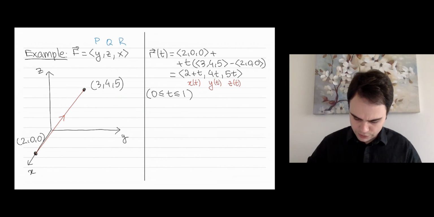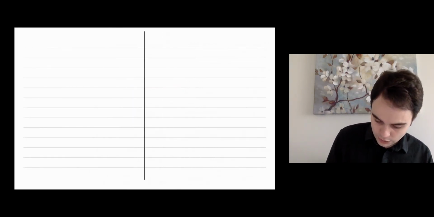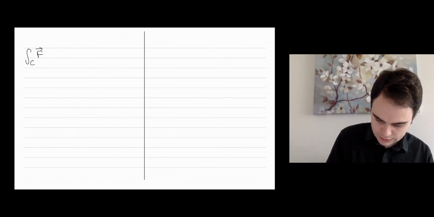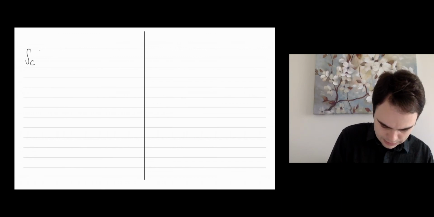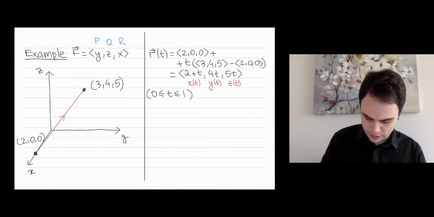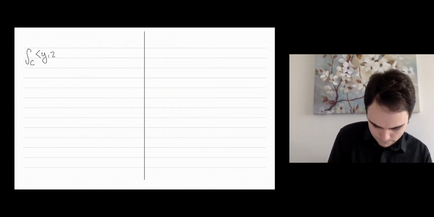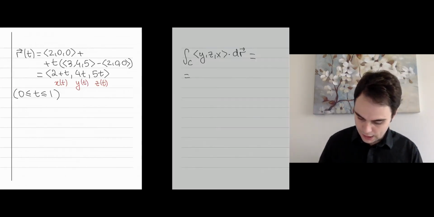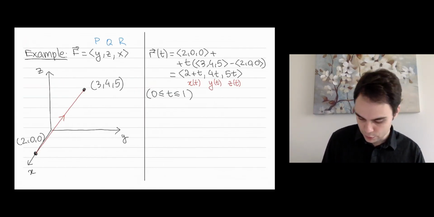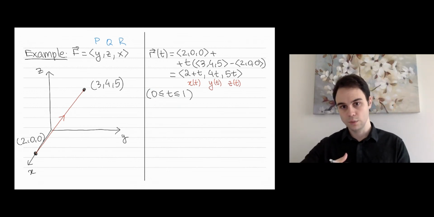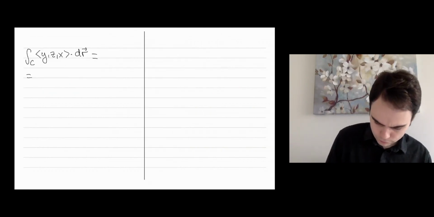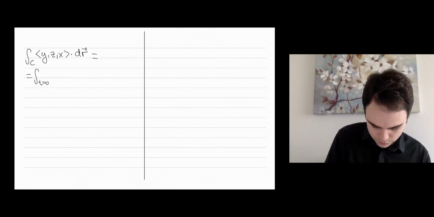Yes, I think it's worth moving to the next page. So the integral over this line segment C of the vector field F, where F is the vector field y, z, x. We're doing an ordinary integral with respect to t between 0 and 1.